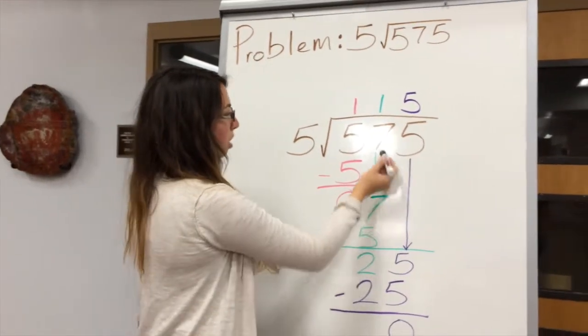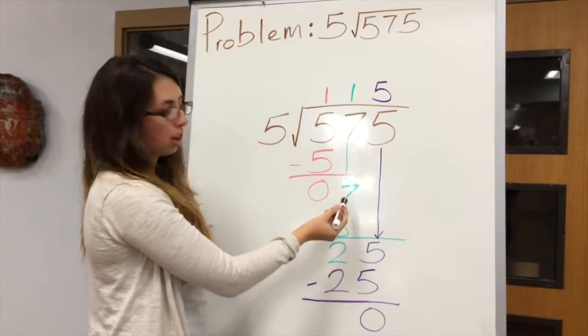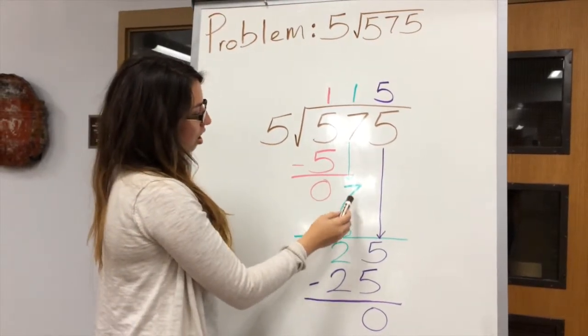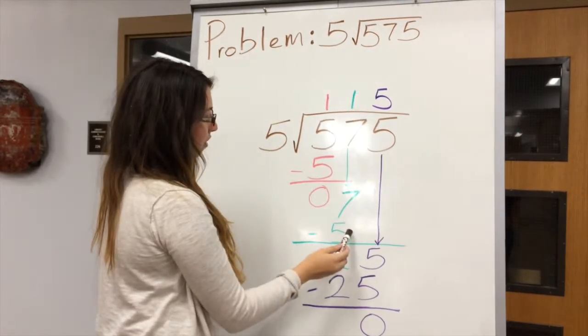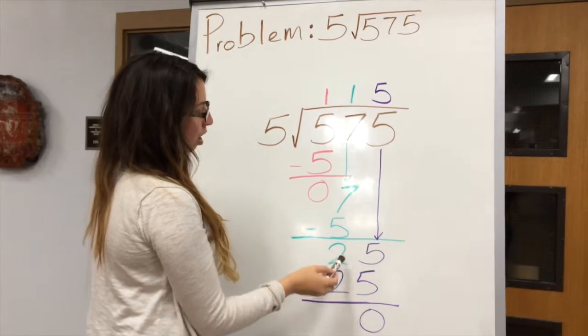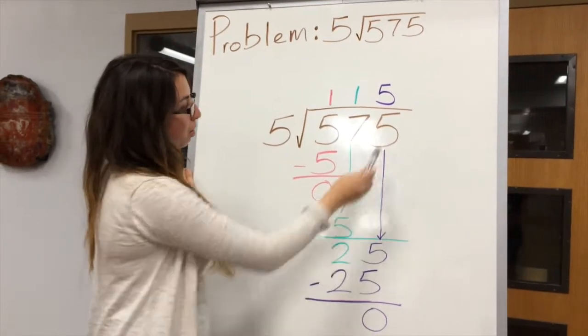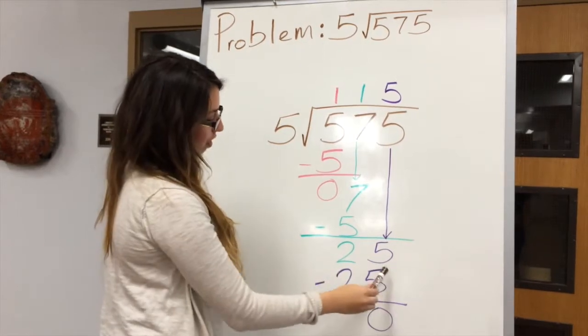Next we need to bring down the 7, and we can see how many times 5 goes into 7. 5 goes into 7 one time, so we put a 1 above and put the 5 below. 7 minus 5 equals 2. 5 doesn't go into 2, so we need to bring down the 5. Now we have 25.